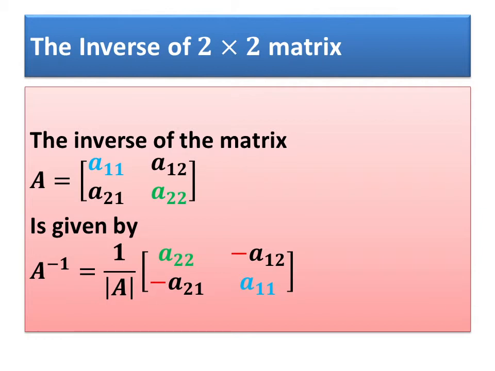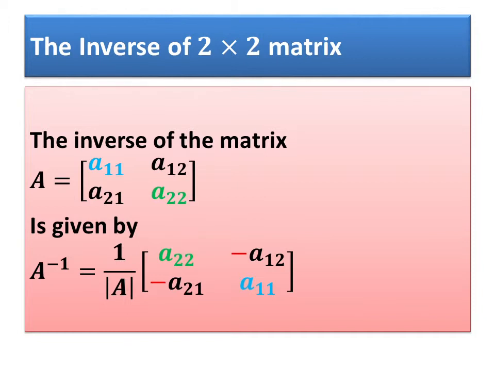Look at the elements of the diagonal, which I wrote in blue and green. Switch the places of these two elements. So put the green in the place of the blue and the blue in the place of the green. So we will get A22. Instead of A12, just multiplied by a minus sign. And instead of A21, just multiplied by a minus sign. So we will have a matrix A22, minus A12. The second row is minus A21, A11. If I divide this matrix by the determinant of A, I get the inverse of A, which is A minus 1.